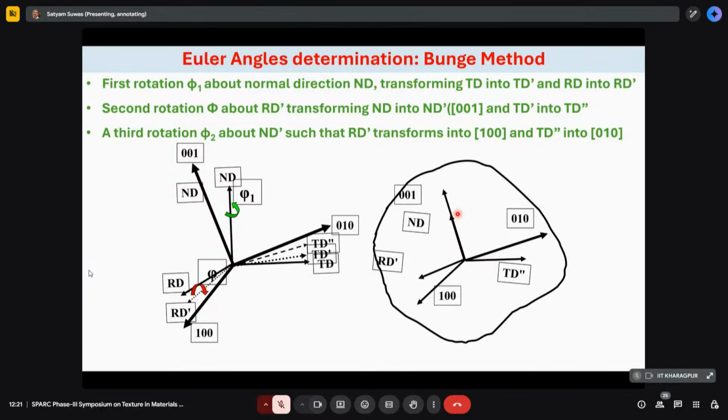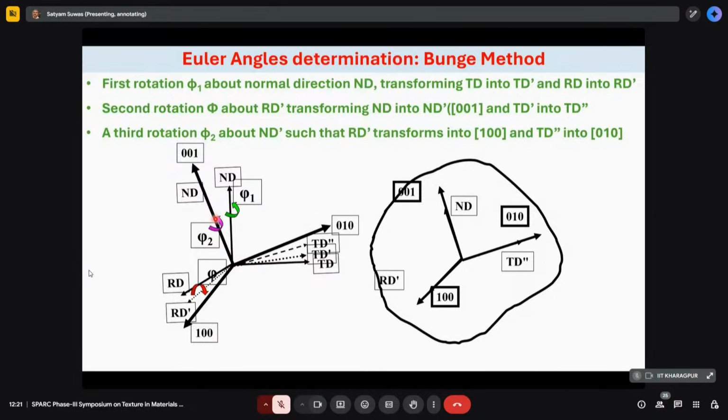Now it's very simple, because again we take advantage of the rigid frame. You have to exercise a third rotation phi2 around this ND or ND prime, whatever is the new ND or 0, 0, 1. You rotate it such that RD prime coincides with 1, 0, 0, and then TD automatically will coincide with 0, 1, 0. So let us do this rotation, but it has to be around the new ND or ND prime. So this is this direction, and this is the rotation that you are giving. If you do this, then you will see that all the axes are coincident.